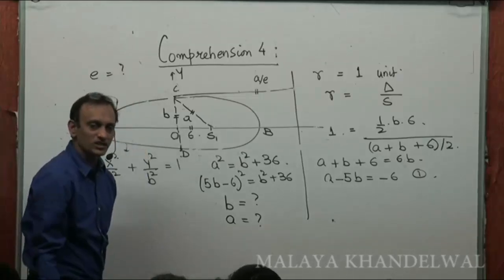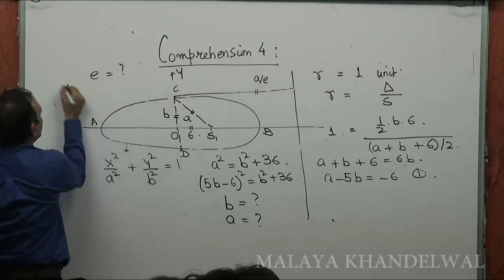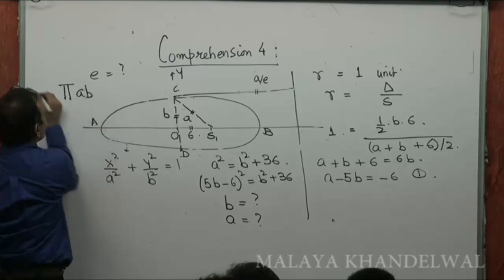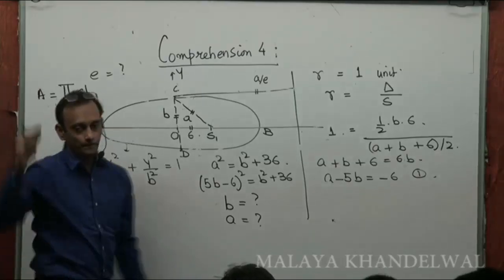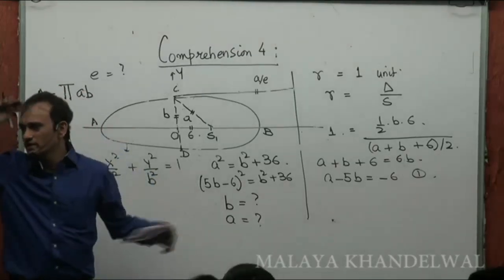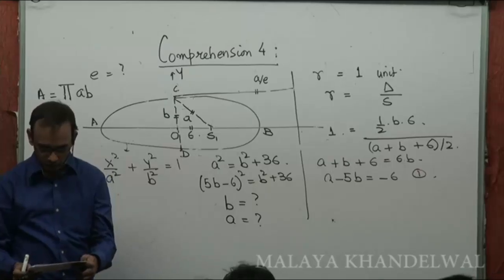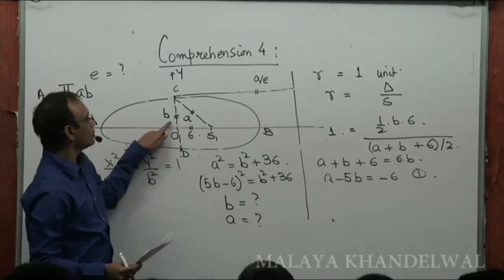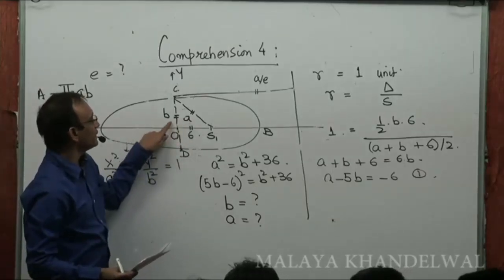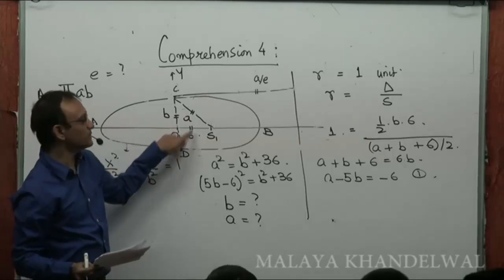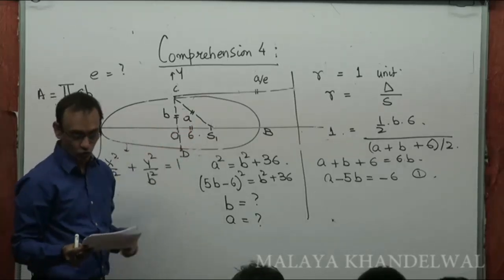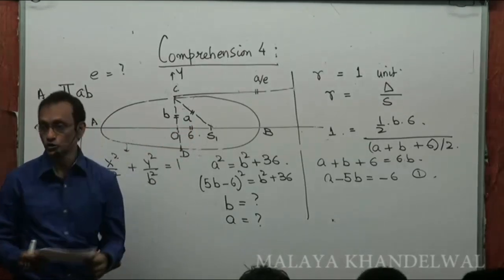1 minus B square by A squared. The area of the ellipse is going to be pi AB, whatever the values turn out to be. Once you know B and A, then the perimeter of the triangle is going to be B plus 6 plus A, which is not an issue, right?